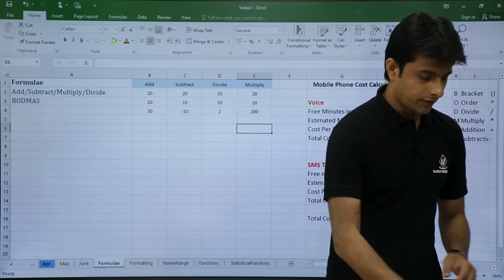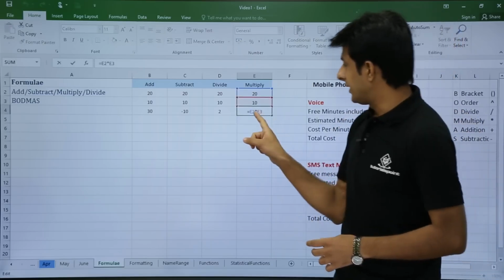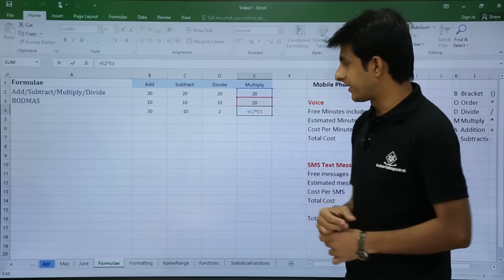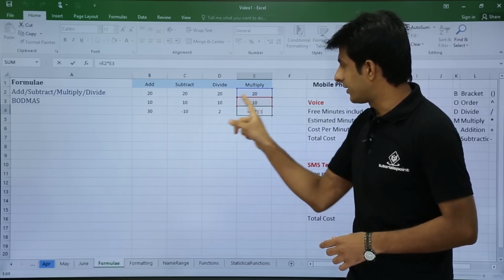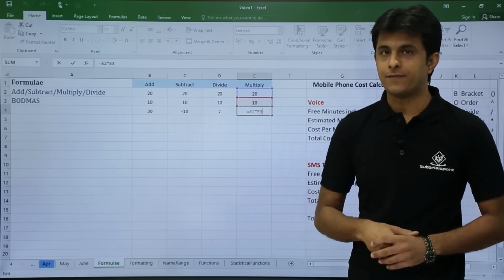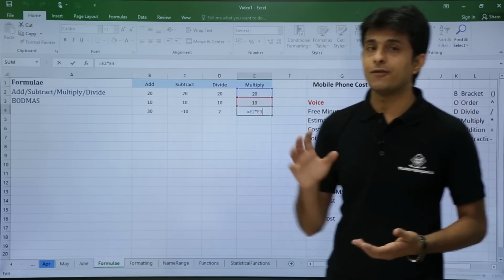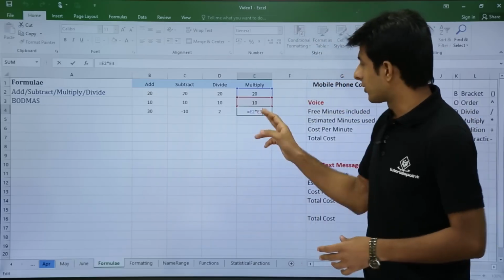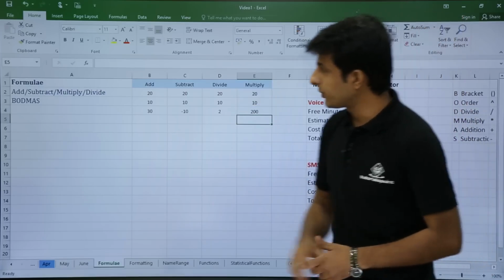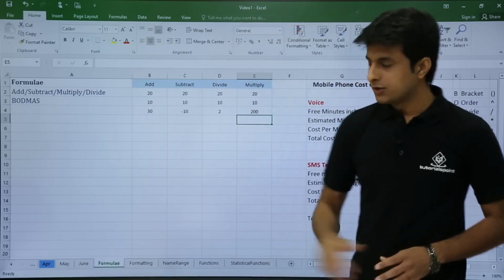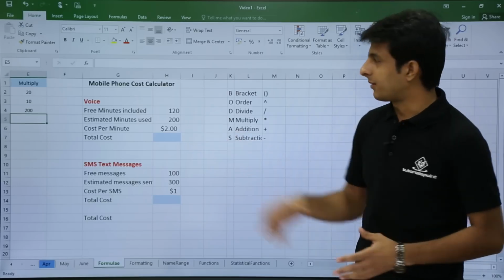Next, we have something known as BODMAS. So now I'll just show an example of what exactly BODMAS is. This is the mobile phone cost calculator. If I use more than 120 minutes, I'll get a cost of $2 per minute. Okay, so that is the scenario given here. Next scenario is for the SMS. I get 100 SMS free in a month, but I usually use a lot, that is 300 SMS in a month. If I use more than the free SMS, the charge I get per SMS is $1.